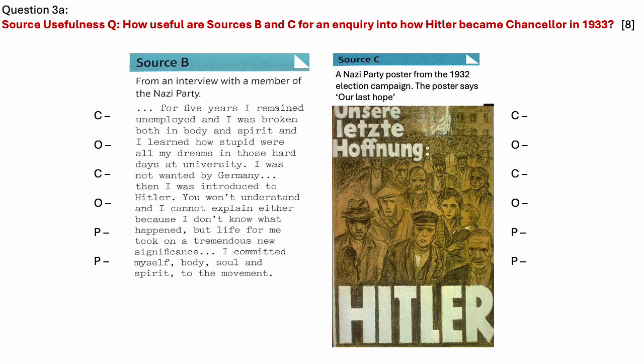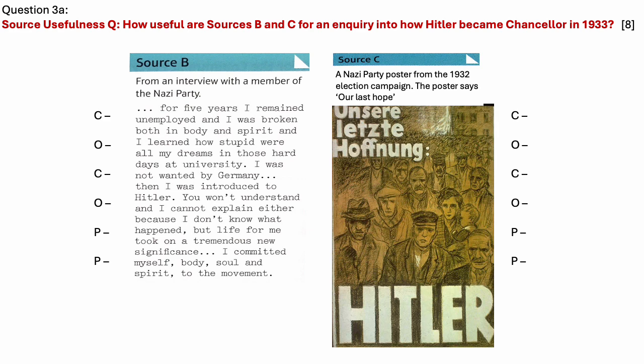Start with: Source B is useful for an inquiry into how Hitler became Chancellor, and then say Source B says. Write the sentence, back it up with some own knowledge, and then say Source B also says. Back it up with some own knowledge. Try and get an inference in there if you can, something you can maybe work out from the source, and then bring in your two examples of provenance.